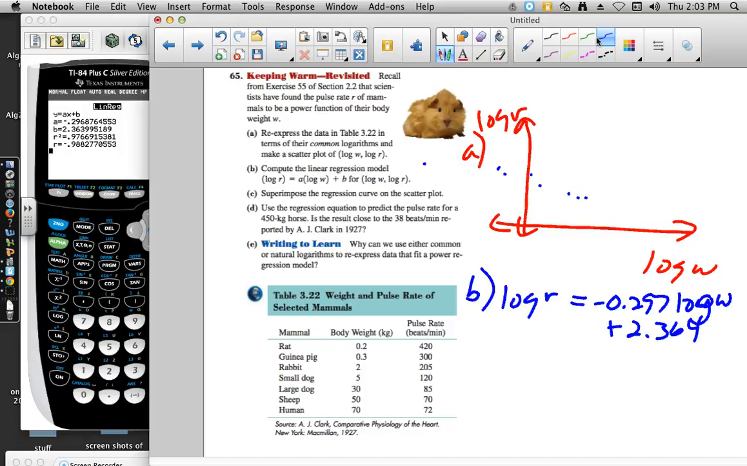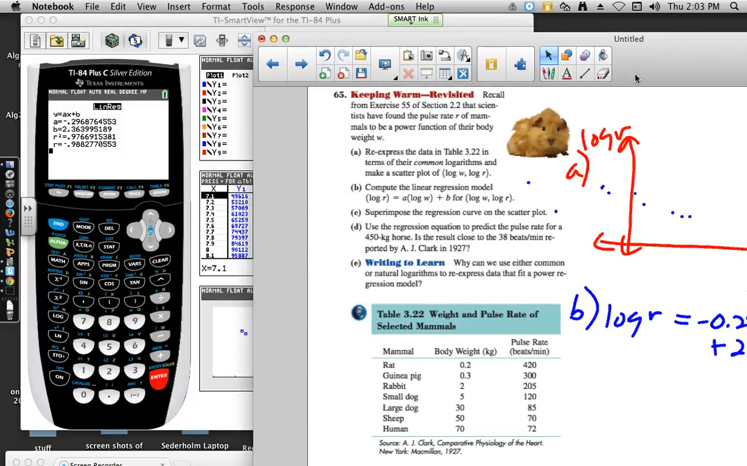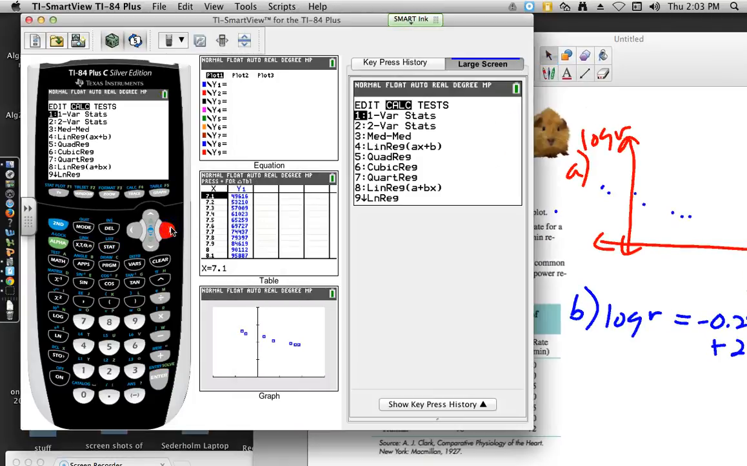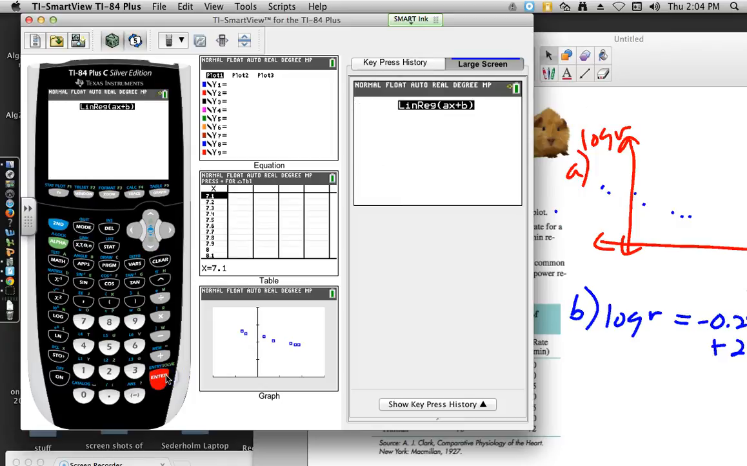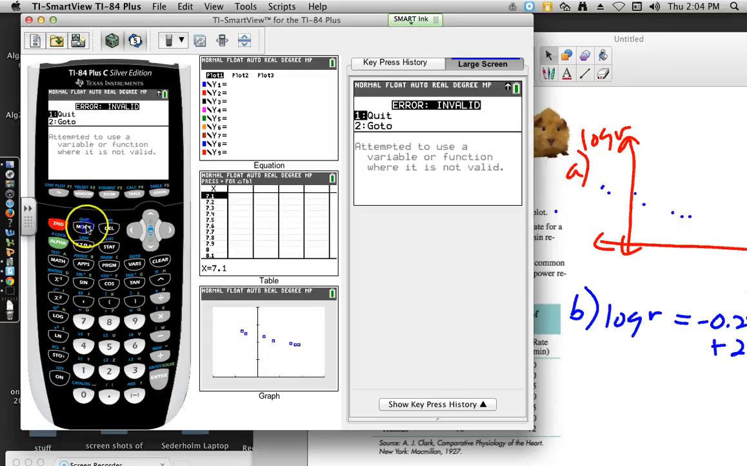So we computed it, and it says superimpose the regression curve on the scatter plot. So this time I probably should have gone ahead and stored it, but I wanted to make sure everybody caught the part there where we could just use the model. So linear regression, going to go down to store regression equation, variables, and whoops, one back. Variables, y variables, 1 and 1. Oh, something went wrong again.